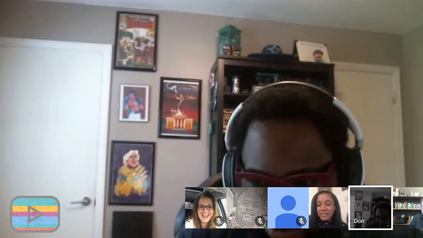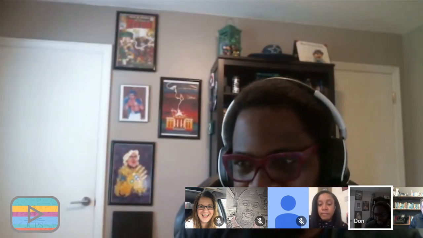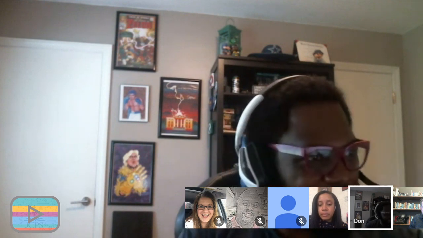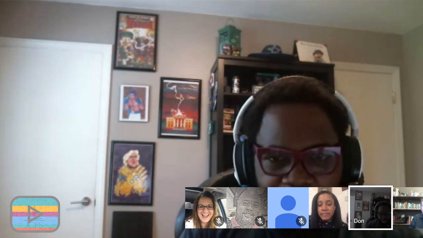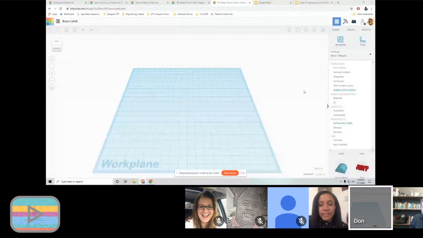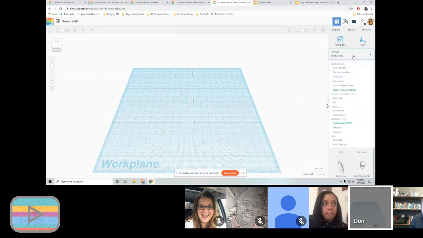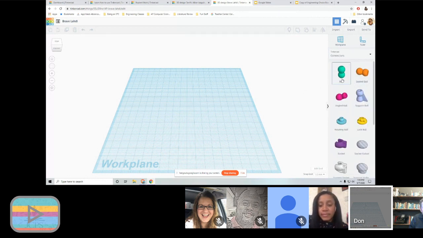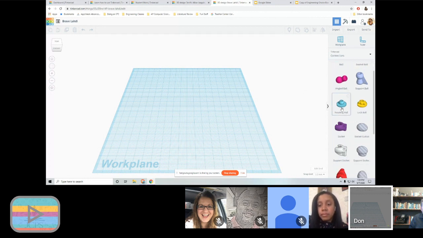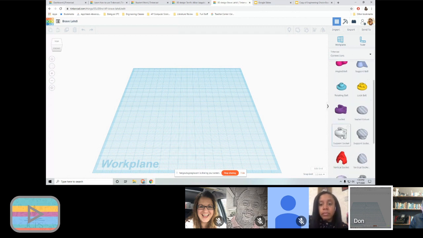So I will show real quick what I was talking about there. Right here, we had the basic shapes, and we were looking at those before, but there's text and numbers. If you want the students to make characters, this is where they can start. And then the connector pieces are where we have the ball joints and all kinds of different ones as well, depending on if you wanted the piece to rotate or be locked in there, and those different sockets to connect.